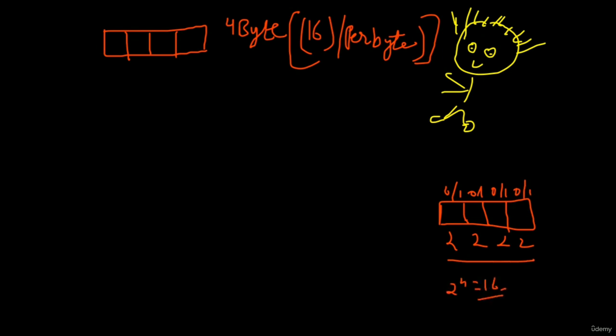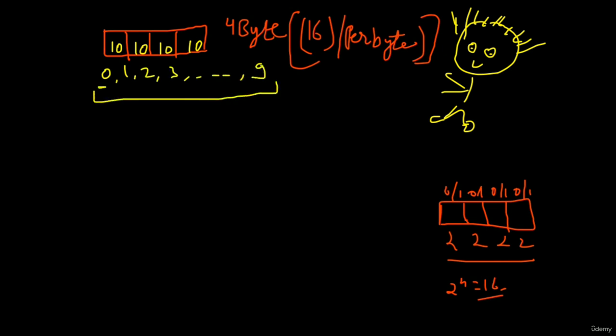So if we are having 4 digits, and we use the decimal number system, what can it actually be? There are 10 possibilities, 10, 10, 10, 10. What are the 10 numbers? The 10 numbers are 0, 1, 2, 3, up to 9. So these are the 10 numbers, including the 0. You can count them down, and this is going to be 10. So 10 to the power 4, which means 10,000.